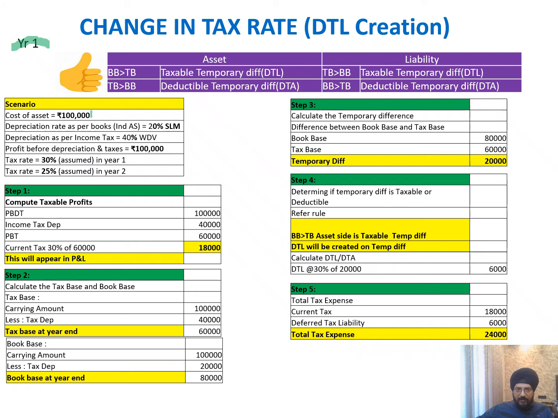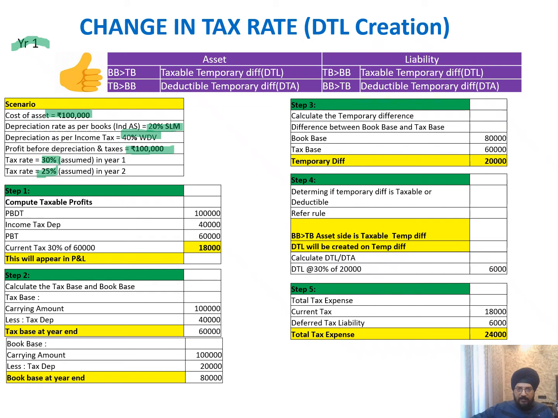My cost of an asset is 1 lakh rupees. Depreciation as per the books, which is Indian GAAP, is 20% straight line method. Depreciation as per the income tax is 40%, which is WDV. Profit before depreciation and taxes is 1 lakh. Tax rate, assume 30% in year one. It is 25% in year two. So we'll quickly go to the steps then.